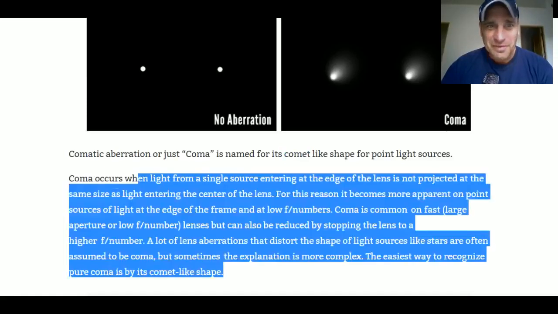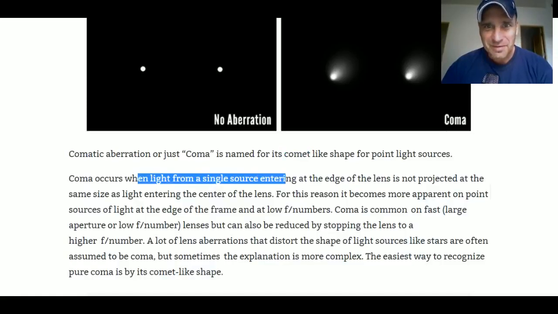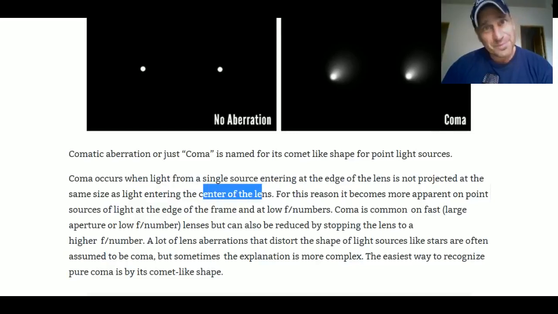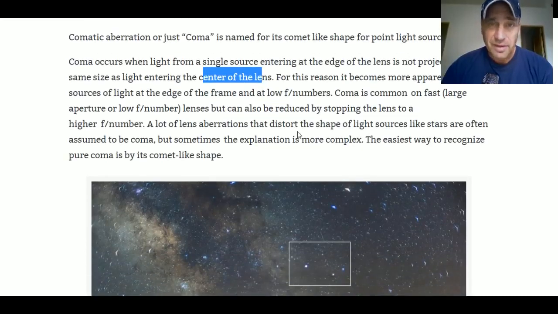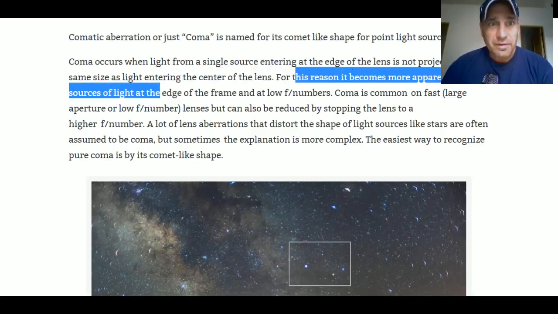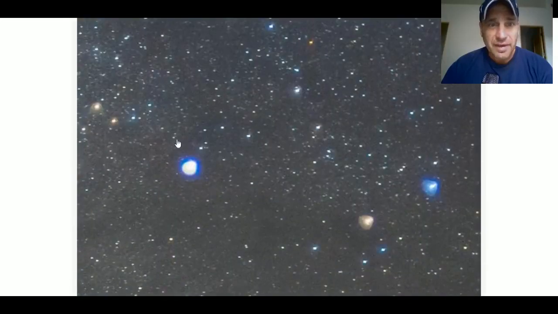Coma occurs when light from a single source entering at the edge of the lens is not projected at the same size as light entering the center of the lens. Okay? So you're going to get an off-axis shifting of the focal point of light, creating a divergence in the light and making a tail. All right. So we talked about that.